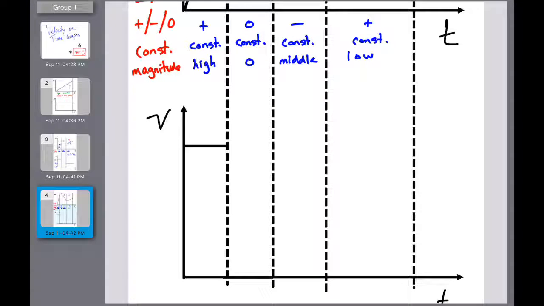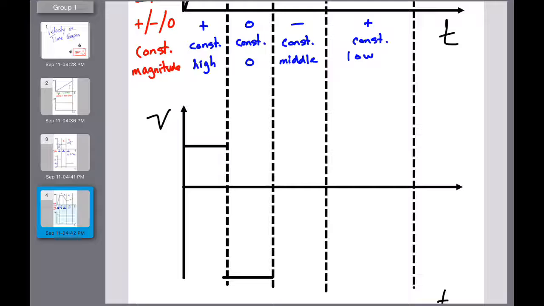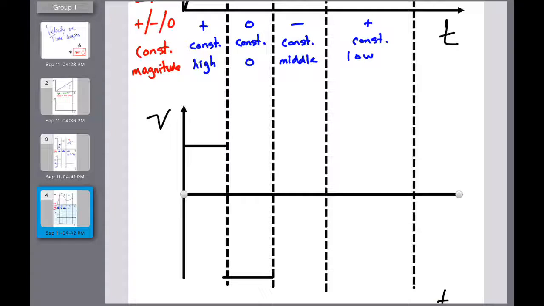Then I've got a negative constant velocity. All right, so we're going to have to change our graph here a little bit. I'm going to move my time axis up here, all right? Then I'm going to move my 0 back here. So now this side is my positive velocity, this is my negative velocity. So if I have a negative velocity, it's going to go maybe right here. And then at the very end, I've got a positive and constant velocity, but it's small, so something like that.